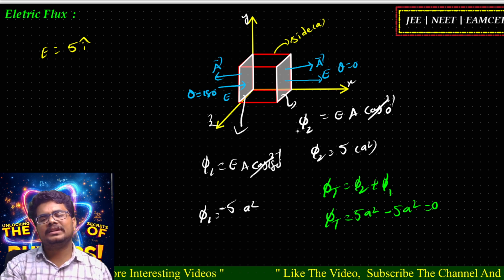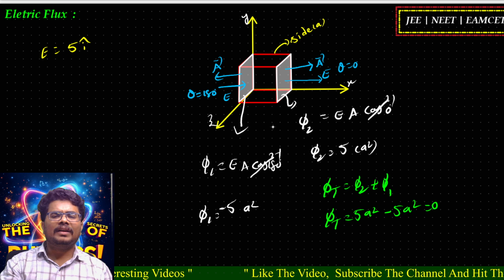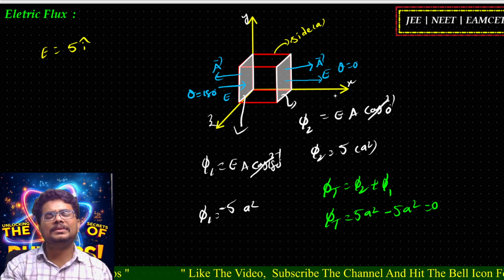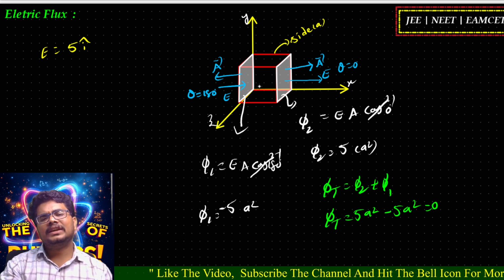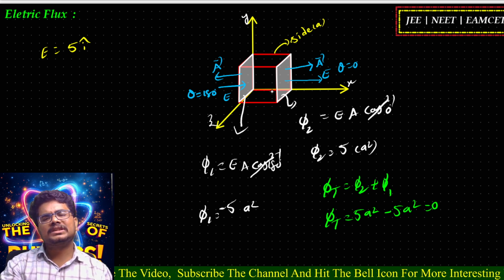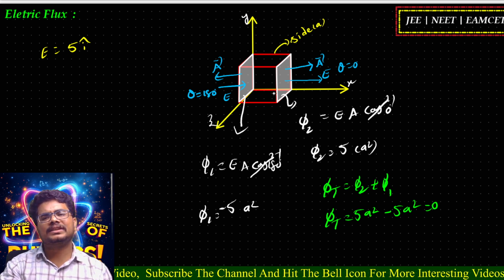Net flux, how much did it become in this case? 0. Why? Because the same number of field lines are entering, 5 only, I cap. The field is uniform, which means flux is 0 for a closed surface. If the number of field lines entering and leaving is the same, then flux is 0. Why? Because the measure of field lines on the surface is nothing but electric flux.